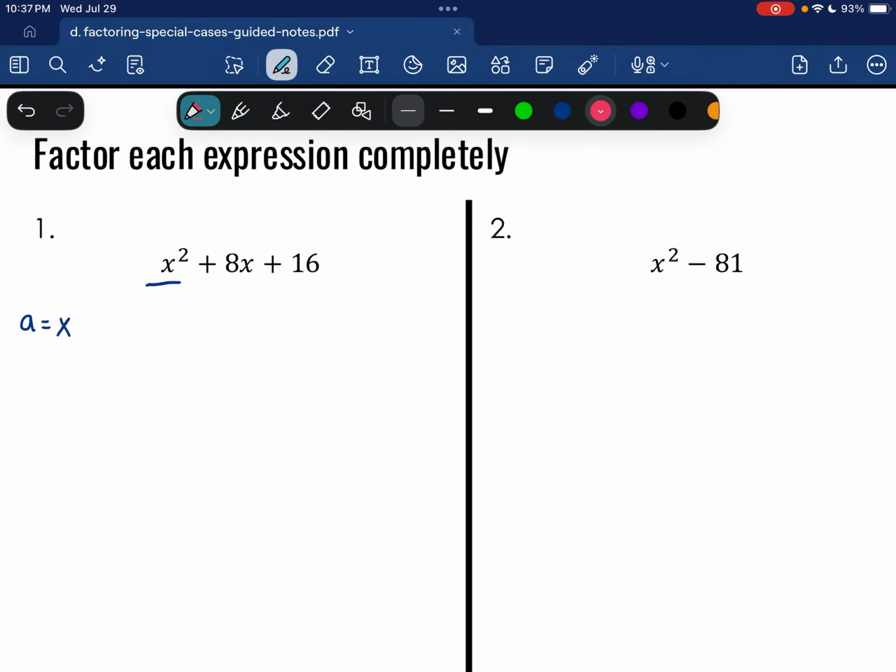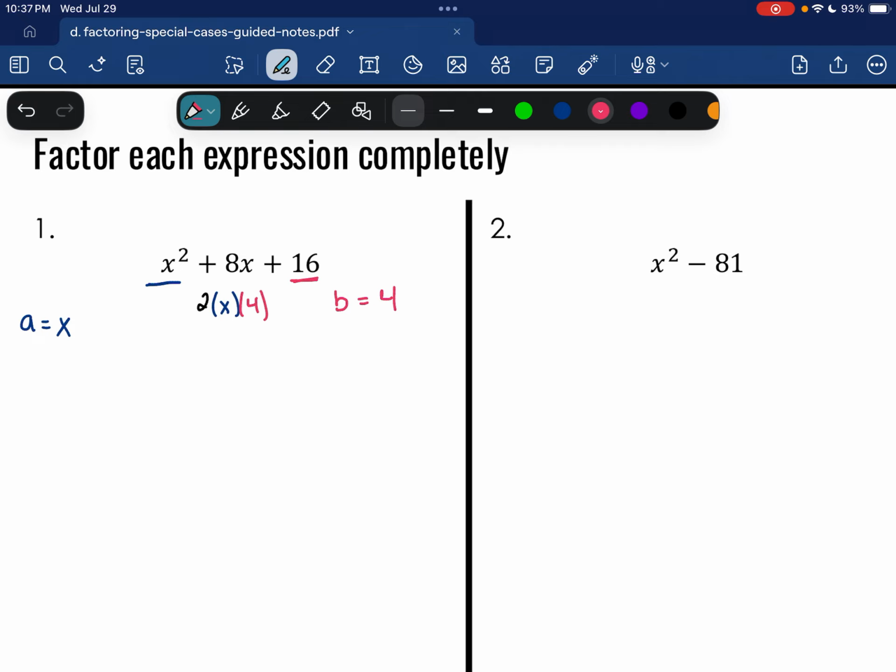Okay, so now the last thing is we have to check and see if we have 2ab. So if I took 2 and I multiplied it by x and I multiplied it by 4, would I get the middle term that we have here, 8x? And absolutely, right? 2 times 4 is 8, 8x. So because all of that is true, we know this is a perfect square trinomial. And so that means it's going to factor as follows.